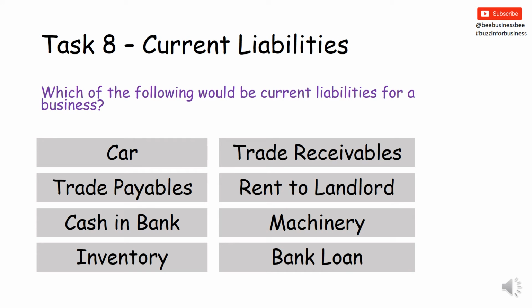Task 8. Let's look at current liabilities. Which of the following would be current liabilities for a business? I'm hoping that you spotted that it's the trade payables and the rent to landlord, because the rent will probably be due in a month's time and the trade payables probably is going to be due within less than a year's time. So that's the same rule again.